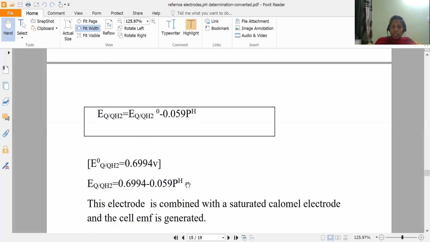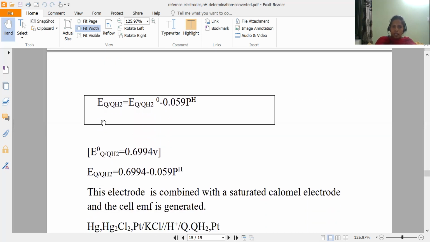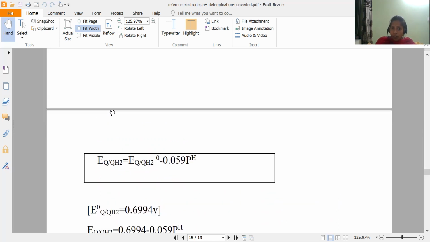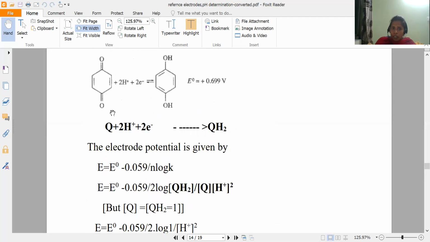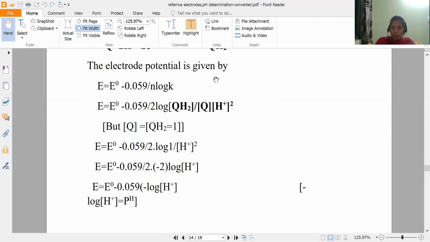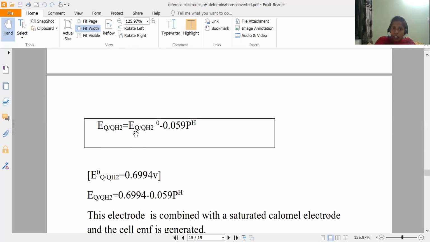So we are using another electrode. Let us write E Q, E naught Q minus 0.059 pH. But we know the E naught value. This we have seen here. What is the E naught value? E naught is equal to 0.6994. So in place of E naught, we can write 0.6994. So 0.6994 minus 0.059 pH. This is for the quinhydrone electrode potential value.